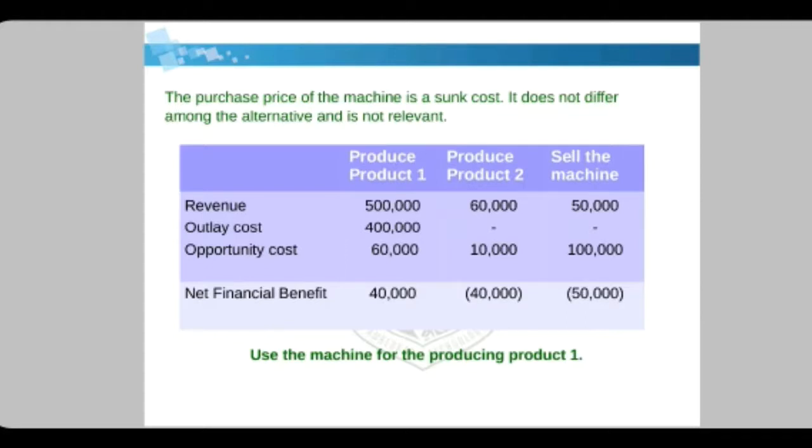So the net financial benefit is, for product 1 it is 40,000, for product 2 it is minus 40,000, and if we sell the machine it is minus 50,000. So there is a profit if we produce product 1 instead of selling the machine or instead of producing product 2. So use the machine for producing product 1. So this is how we make decisions depending on the relevant information that is given.